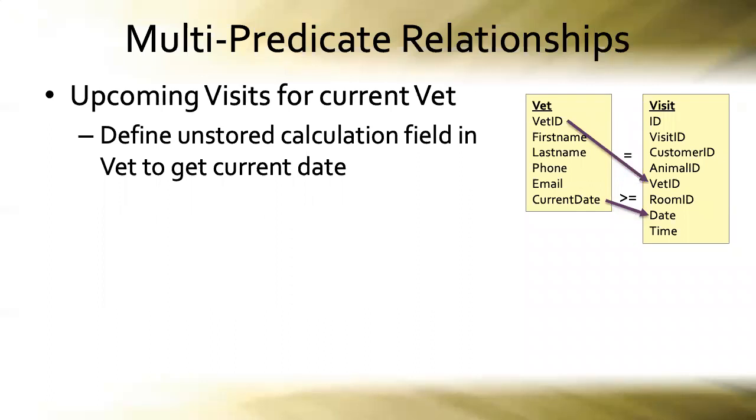And upcoming visits revolves around today's date. To do this, then, we need to have a date field in the vet table that we can relate to the date field of the visit in the visit table. And that date field needs to always be set to the current date. It needs to update daily. And we're going to show you how to do that. The way we do it is we'll define an unstored calculation field in the vet table that will use the getCurrentDate function, or in other words, that will go out and get the current date, like this.